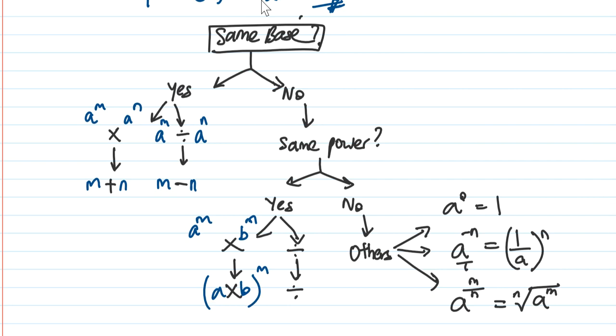What if they have the same power? This is, let's say, a^m and b^m, same power. We just take a divided by b, to the power m. And these are the other rules that we talk about.